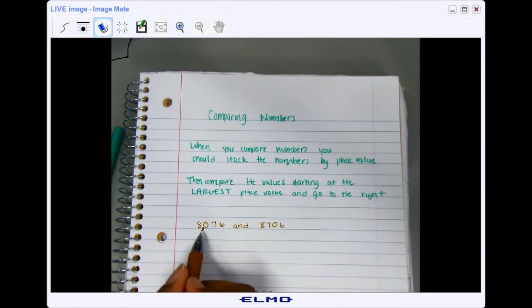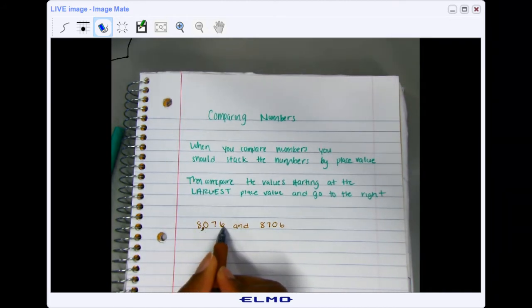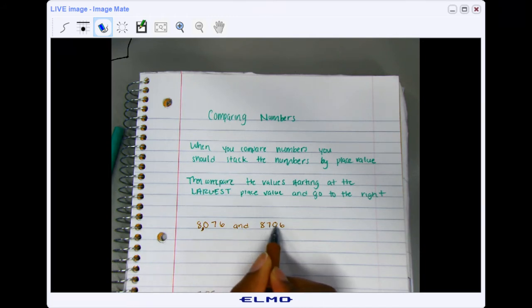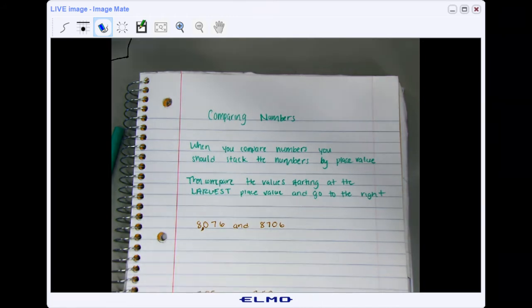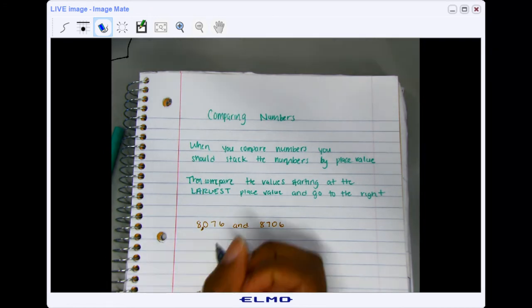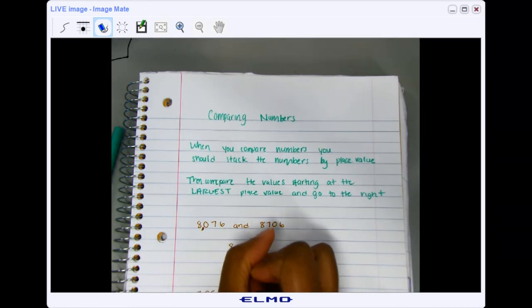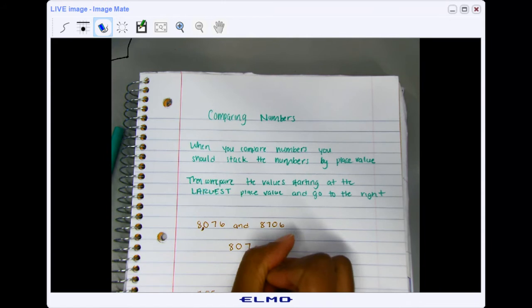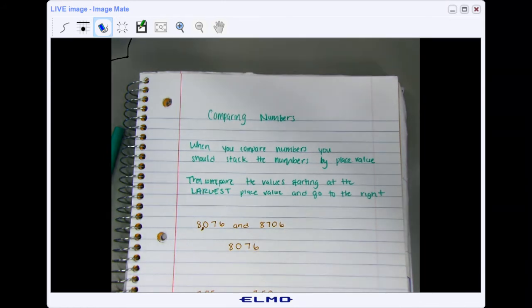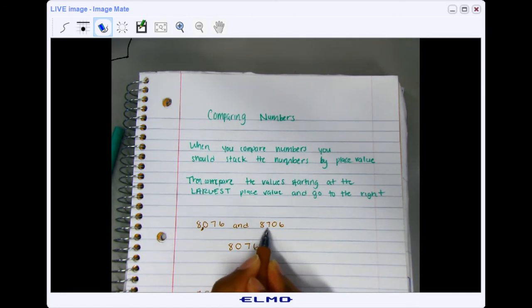Number one, we need to compare 8,076 and 8,706. We need to circle the one that's bigger. We cannot compare numbers by just looking at them. We have to stack them by place value. So I'm going to write the first number, 8,076. And then I'm going to line up my place values of the second number under this.